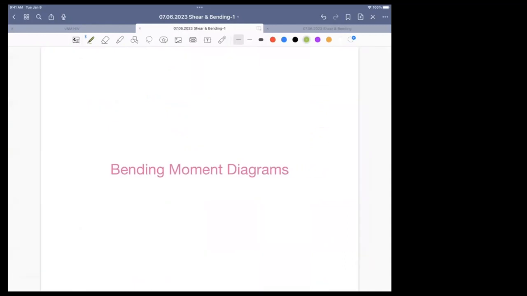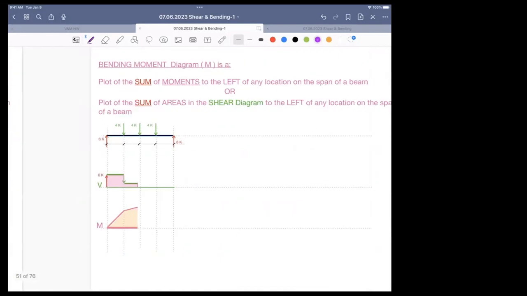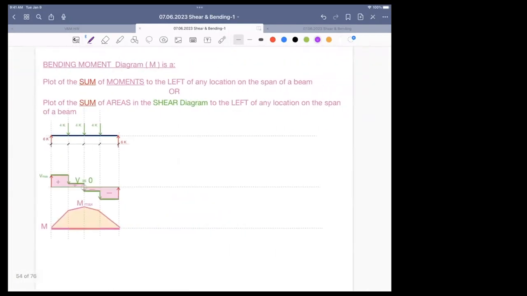Now, the next diagram is the bending moment diagram. We have the shear diagrams, and the bending moment diagram is a plot of the sum of moments this time. What is moment? Force times distance, to the left of any location, or else it's the sum of areas in the shear diagram. So here we're just going to find the areas in the shear diagram and start building the moment diagram.